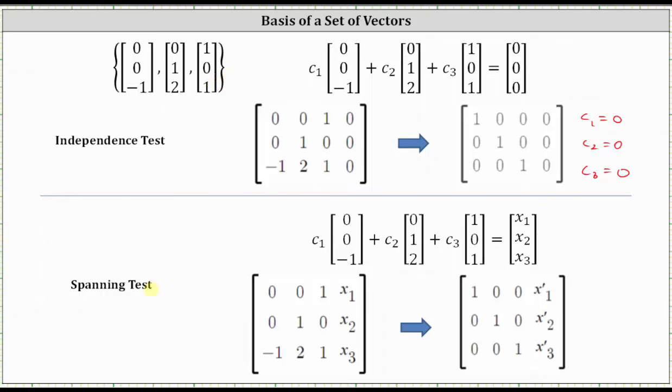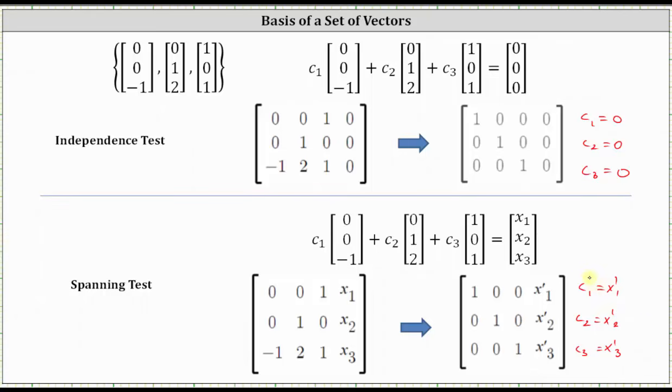And then for the spanning test, again, the only difference is we set the linear combinations equal to any vector in R3 indicated by x1, x2, x3, write the augmented matrix, and then write the augmented matrix in reduced-row echelon form. For the first row, we have C sub 1 equals x prime 1. The second row indicates C sub 2 equals x prime sub 2. The third row indicates that C sub 3 is equal to x prime 3.